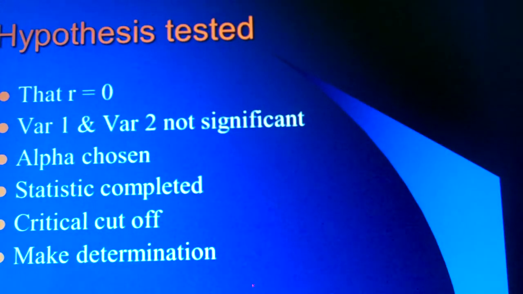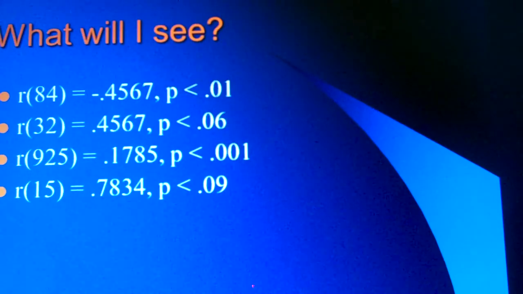We talked before about hypothesis. Your null is R equals 0. Variable 1 and variable 2 do not correlate. You choose your alpha. We talked about alpha before, and the stat is the Pearson R.